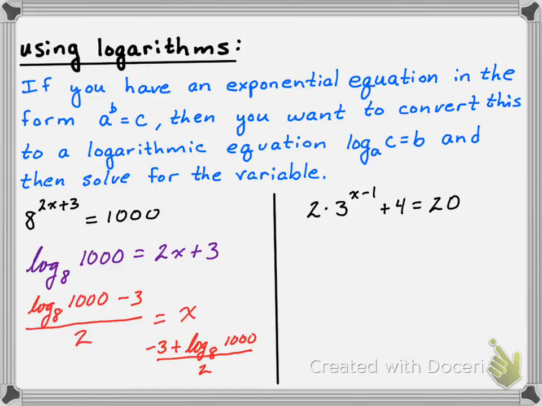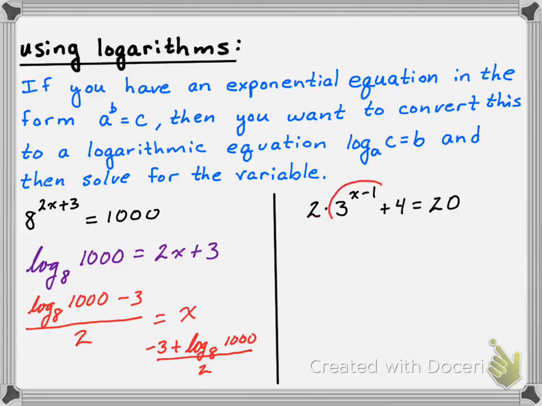All right. So now this next problem, we've got several things in here. 2 times 3 raised to this power plus 4 equals 20. This is the format that we want to get our equations in. We want something raised to a power equals a number over here. That can be then converted to this right here. So we've got a couple of extra things here.